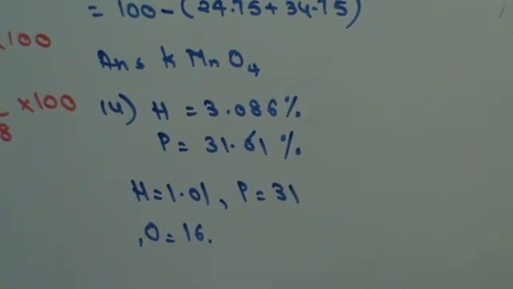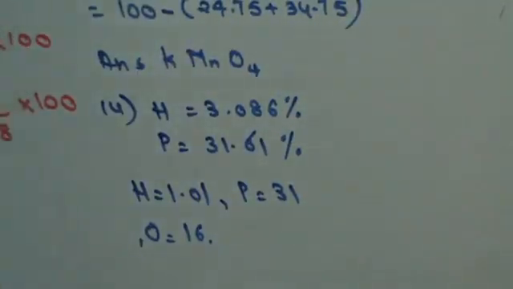Also, if the molar mass of phosphoric acid is 98.03, find the molecular formula of phosphoric acid.